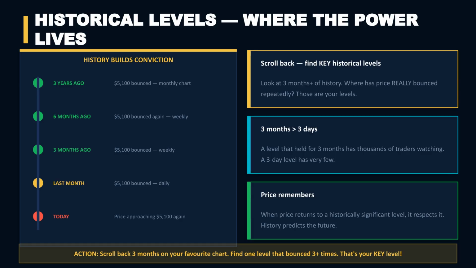So on your chart, scroll back. Look at 3 months of history. Look at where price has really bounced. Look for levels that appear multiple times across that history. Those are your key levels.